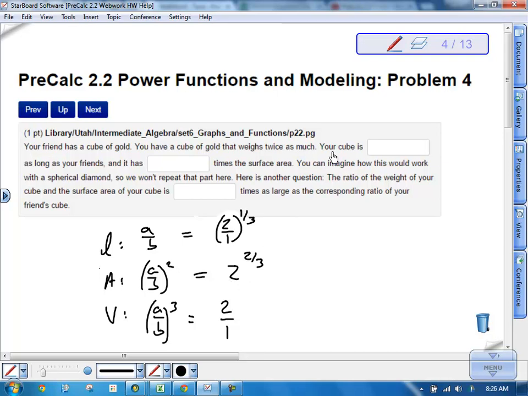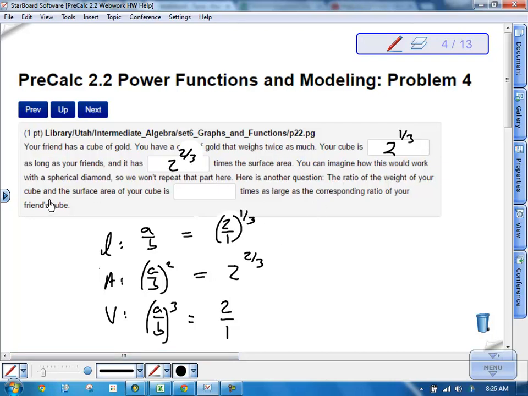So they want to know the cube is how long in comparison. Well, it'd be 2 to the 1/3. This answer would be 2 to the 1/3. And then it has length times the surface area, that'd be 2 to the 2/3. And you can enter that in as a decimal. And the last question is really tricky.